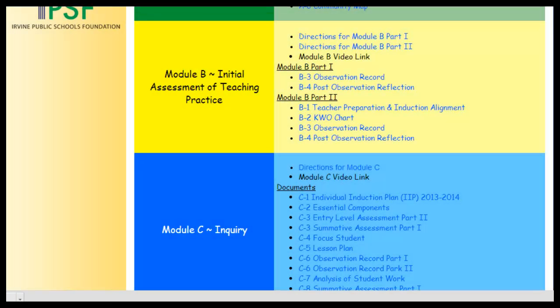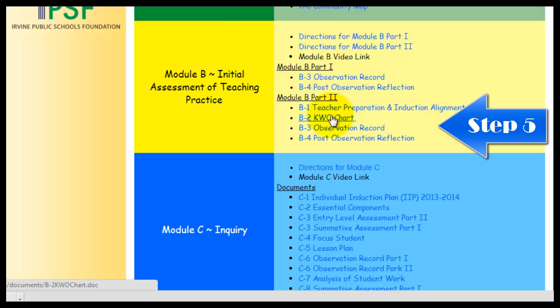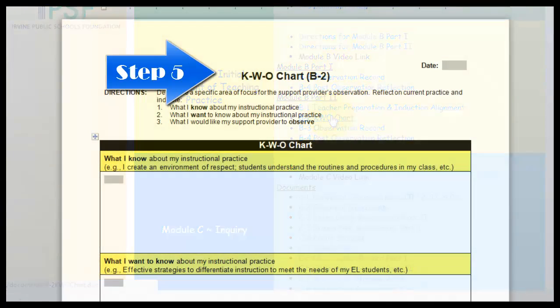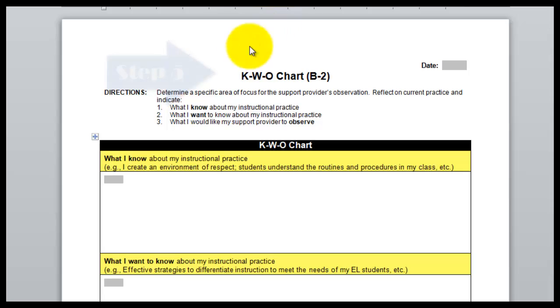The only difference between the first observation and the second one is the focus. The first observation provides a general overview of the class and the teacher. The second observation requires the support provider to observe the class, paying particular attention to areas that their PT has specifically identified in their KWO chart B2. You can find that on our BITSA website. The KWO chart stands for what I know about my instructional practice, what I want to know about my instructional practice, and what I would like my support provider to observe.